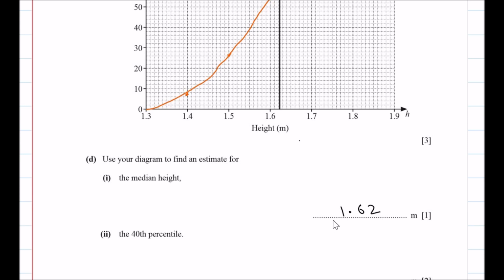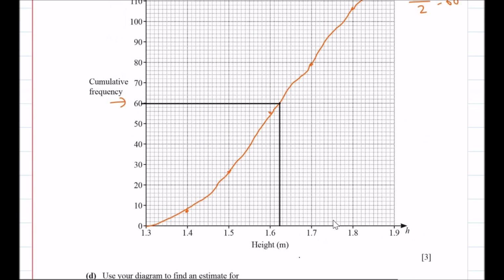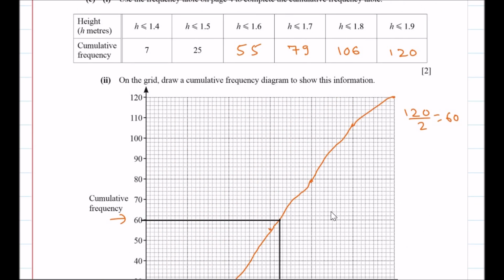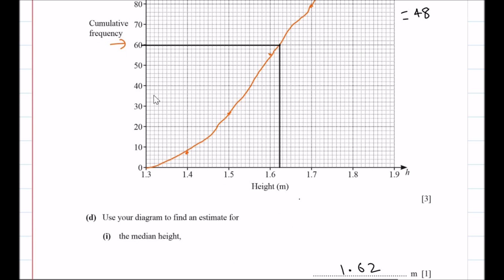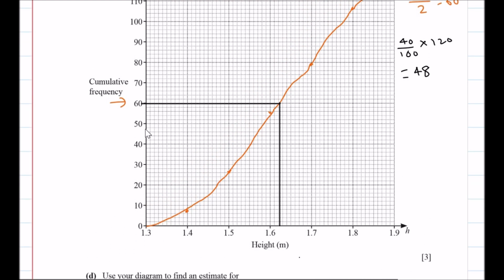Okay. Now the 40th percentile. The 40th percentile means 40% of 120 we need to calculate. So 40 by 100 into 120, and that gives us 48. So we need to find 48 on the y-axis. So let's find 48 on the y-axis. That should be just below 50. What I mean to say is here.